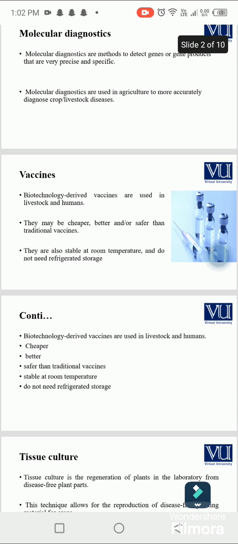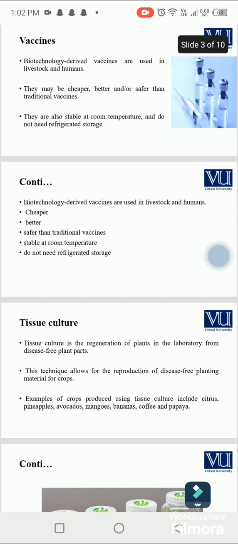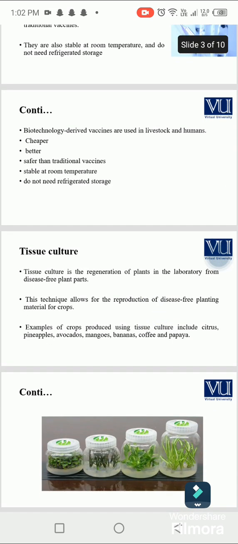Vaccines. Biotechnology-derived vaccines are used in livestock and humans. They may be cheaper, better, and/or safer than traditional vaccines. They are also stable at room temperature and do not need refrigerated storage.